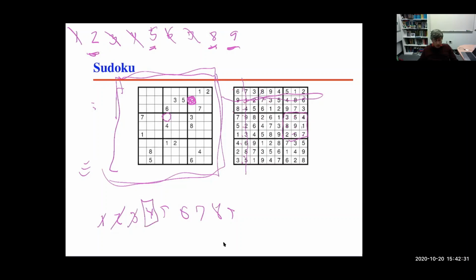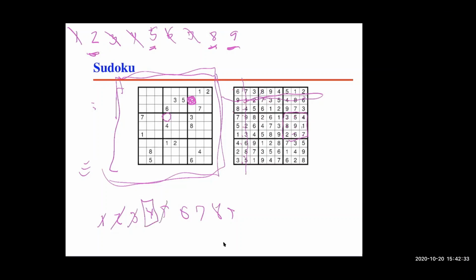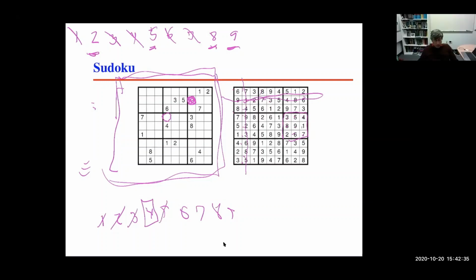Could it be a 5? Can't be a 5 because it's in the same row. Could it be a 6? Can't be a 6. Could it be a 7? It can't be a 7. Could it be an 8? Can't be an 8 because it's in the same row, right? Could it be a 9? Okay, this one I've only got 2 choices for. This seems like a better place to be starting on.